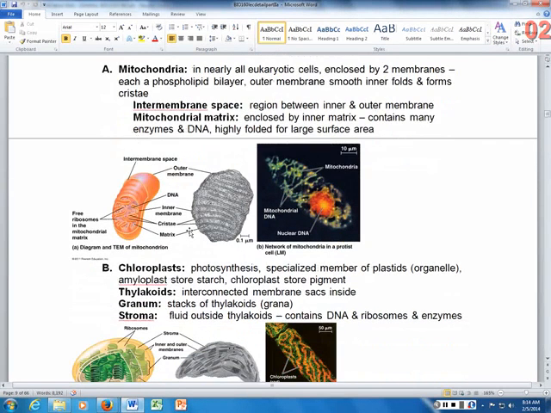So mitochondria are in nearly all eukaryotic cells. They have that double phospholipid bilayer around them. The inner membrane space is the region between the inner and outer membrane. And then the mitochondrial matrix is what's enclosed by the inner membrane, and that's going to have enzymes and DNA. It's highly folded. The more of those you have in a cell, the more it's able to do aerobic metabolism. So some of your muscle cells will actually have quite a few mitochondria to allow them to have better endurance and do more aerobic metabolism.